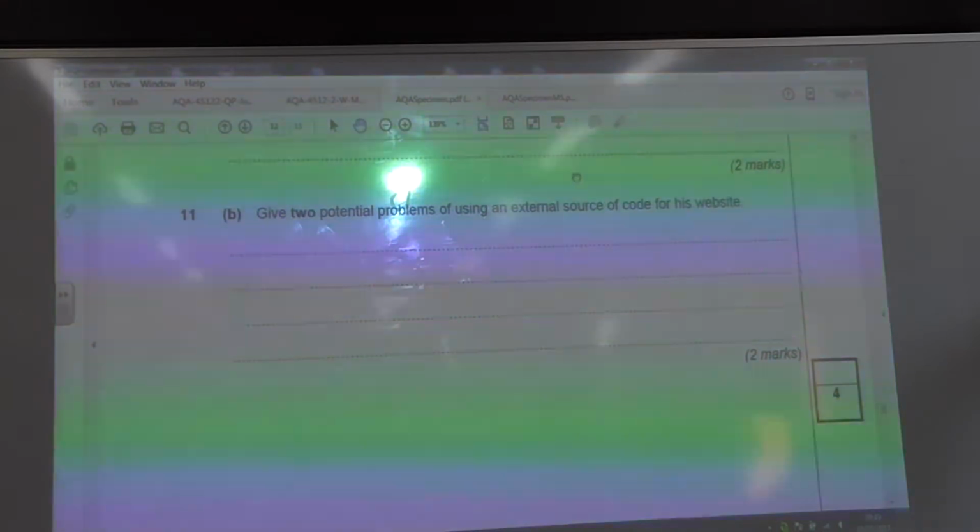Or even better, my top answer, it may not do exactly what you want it to do, and you may not be able to edit it. So you might be stuck with something that's not exactly perfect. You've used App Inventor now, so you should have a good idea of what that feels like. That's kind of like using external code. You've got all the advantages and disadvantages right there.